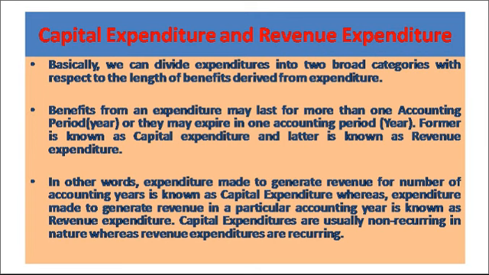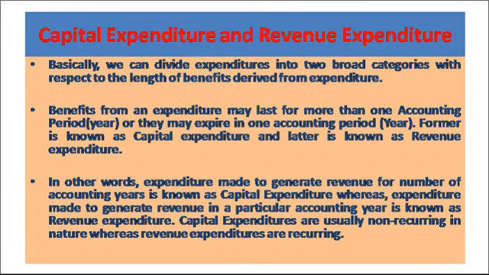See, basically, we can divide expenditure into broad categories. Those categories are capital expenditure and revenue expenditure, based on the length of benefits derived from the expenditure. If benefits from an expenditure may last for more than one accounting period, simply, we can say it is capital expenditure. If benefits from an expenditure may last within a year, we can say it's a revenue expenditure.